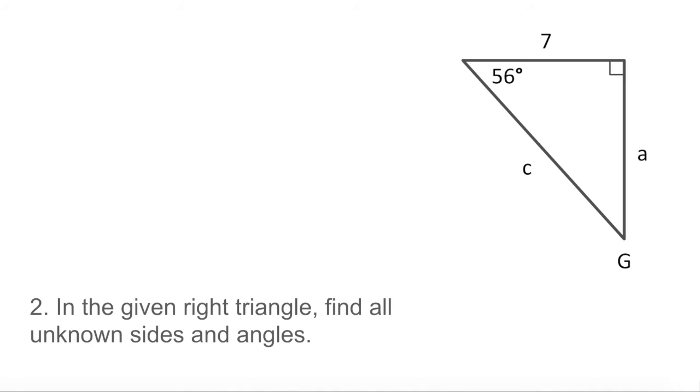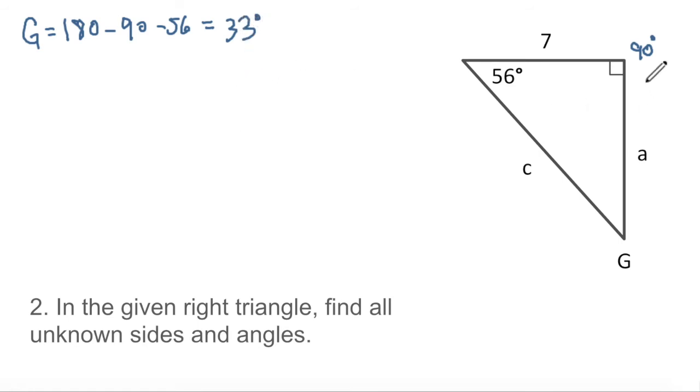In the given right triangle, find all the unknown sides and angles. Well, let's see, we know one angle. This angle doesn't say, but it's 90 degrees. We know that because of this little square here. So this angle is 90 degrees. Well, angle G, this is easy because we can use sum of angles for that. That's always a good place to start. So G is equal to 180 minus 90 minus 56, which is 33 degrees.